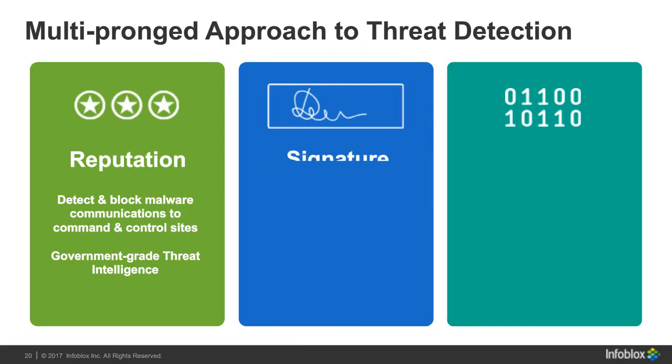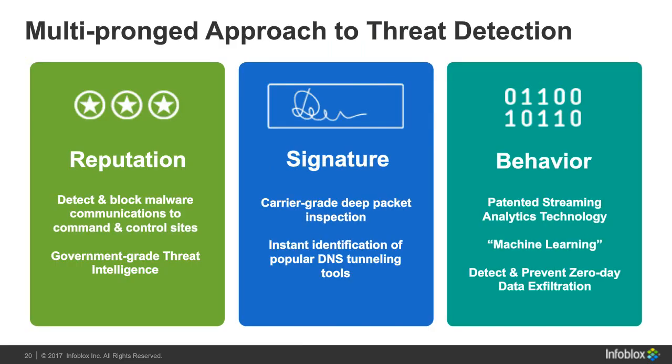So I talked about reputation. Just as a reminder, how does reputation work? Reputation is when you know the list of the bad neighborhoods on the internet, and you use that information to block DNS communications to those bad sites. And that's everything that you get with the threat intelligence. And again, our threat intelligence uses several different sources, including government, education, and leading threat intel providers.